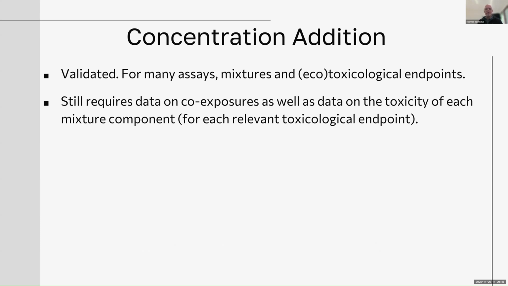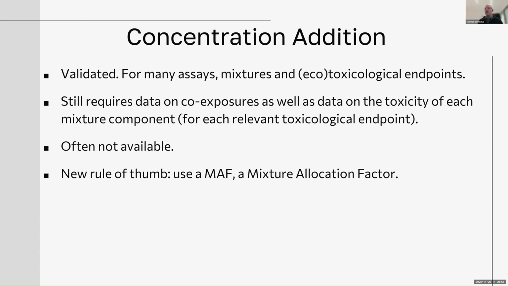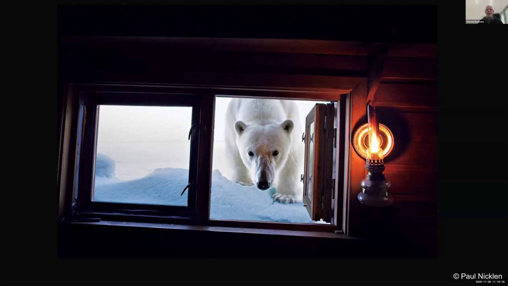So we have quite a bit of a data requirement, and the question is, what do we do if those data are not available? With the MAF, we basically have a new rule of thumb. Instead of doing a concentration-based assessment for every mixture, we just take a rough guess, a rule of thumb that is hopefully giving us the right ballpark figure in order to say something about the risk of the mixture that we're exposed to. And when you start to talk about that, that is basically the reaction of many people.